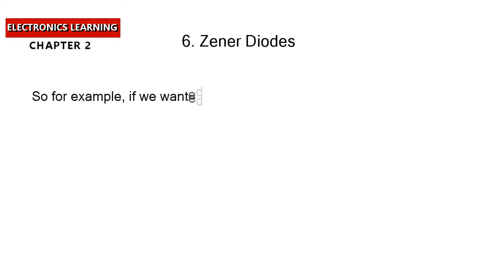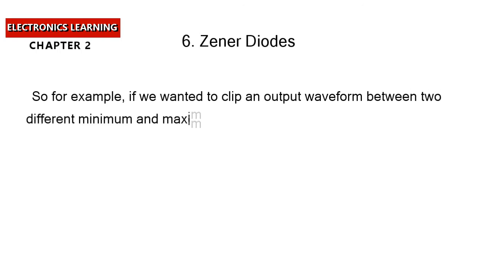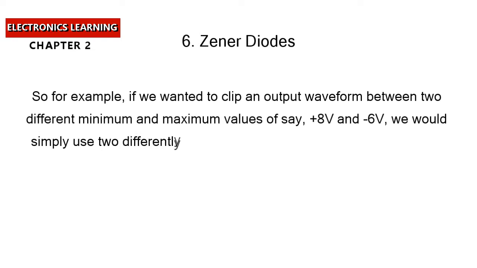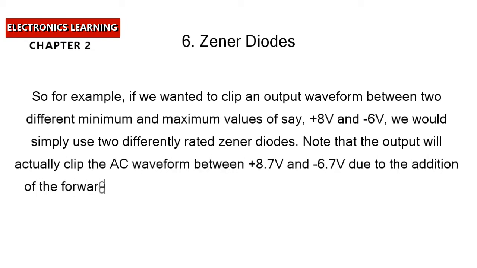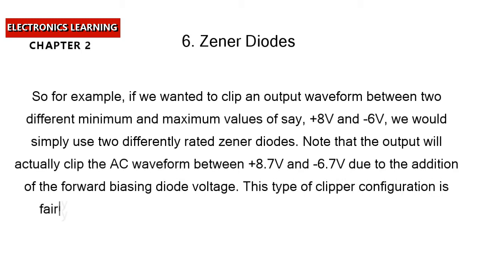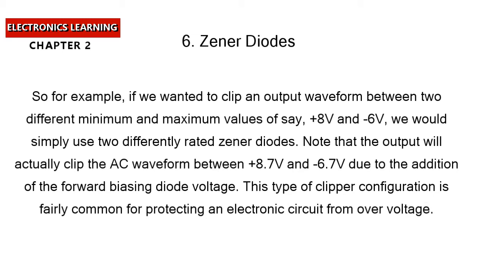So for example, if we wanted to clip an output waveform between two different minimum and maximum values of, say, plus 8 volts and minus 6 volts, we would simply use two differently rated Zener diodes. Note that the output will actually clip the AC waveform between plus 8.7 volts and minus 6.7 volts due to the addition of the forward biasing diode voltage. This type of clipper configuration is fairly common for protecting an electronic circuit from overvoltage.